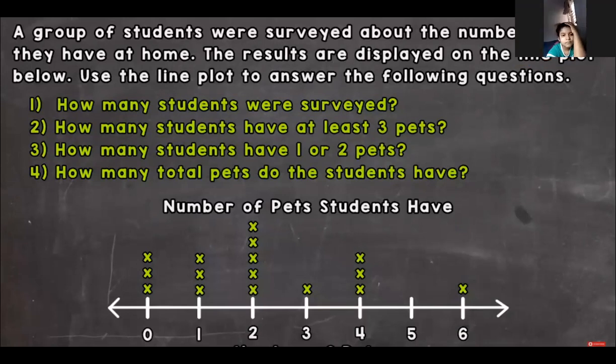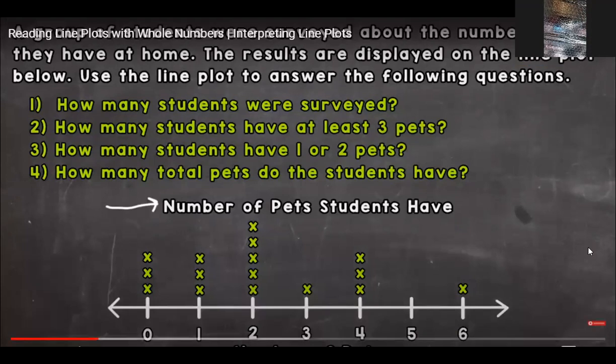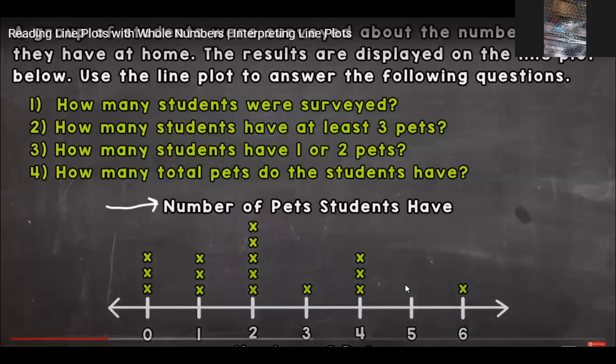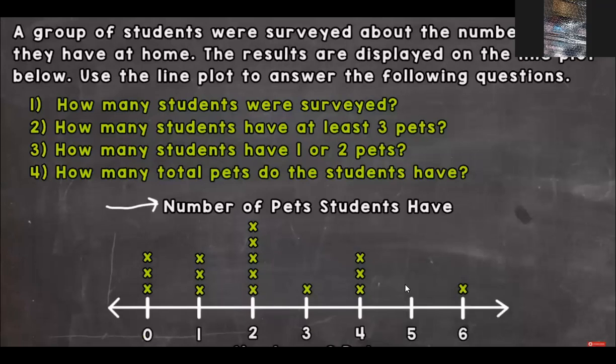Well, let's take a look at our line plot here and see what it tells us. The title tells us what it's about, right? It's the number of pets students have. And these numbers down here represent the number of pets. So how many students were surveyed? We need to count the number of X's in the line plot, because each X represents a student that was surveyed.